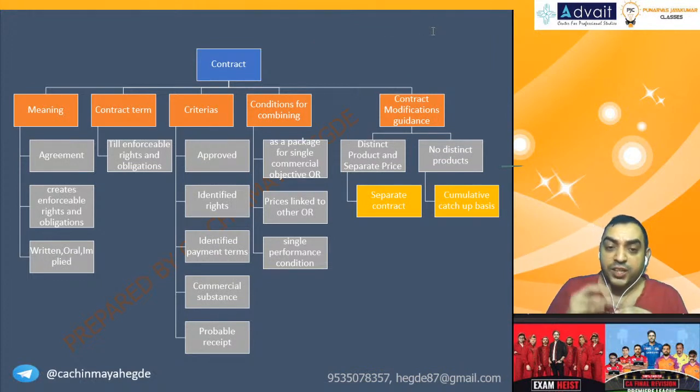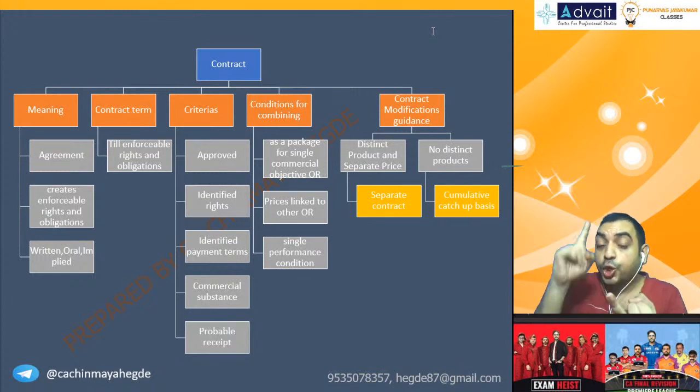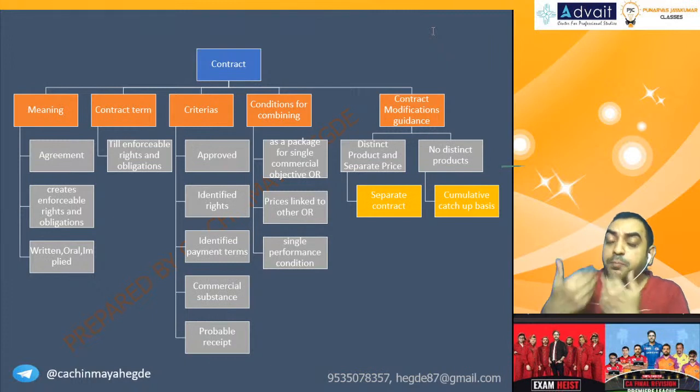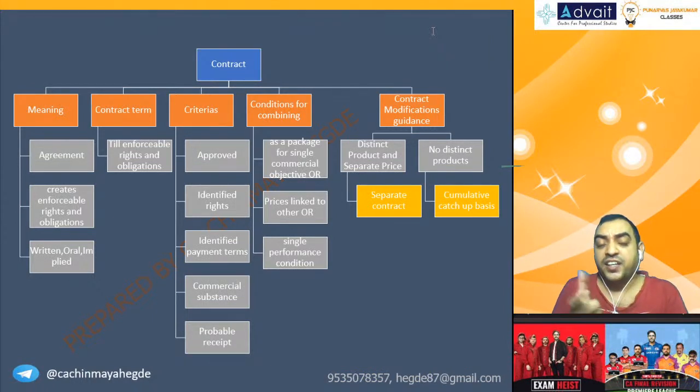For contract modification, if the new product is distinct and the new product has a separate price, both points must be satisfied: new product and standalone selling price. If both are satisfied, keep it aside. If not, then you account for it on a cumulative catch-up basis. That's what you learned in AS7 also. You compute the revenue already recognized versus the revenue to be recognized. The differential is the additional revenue to be recognized.